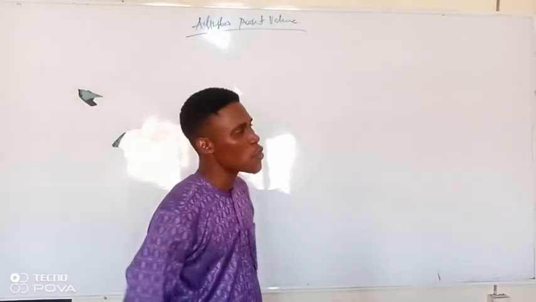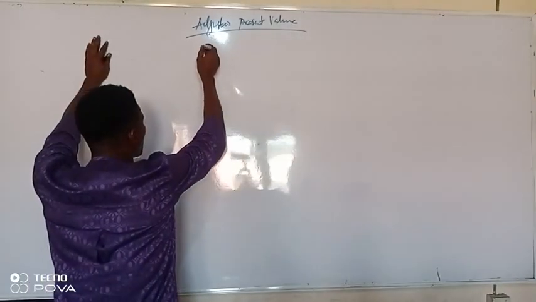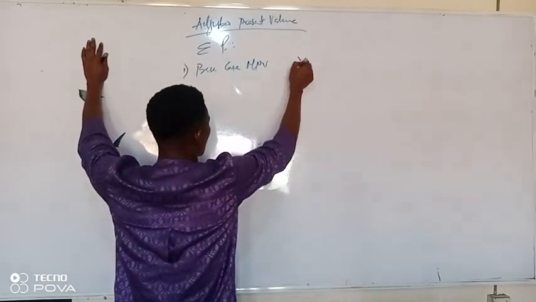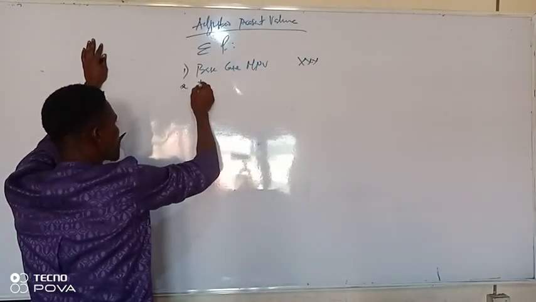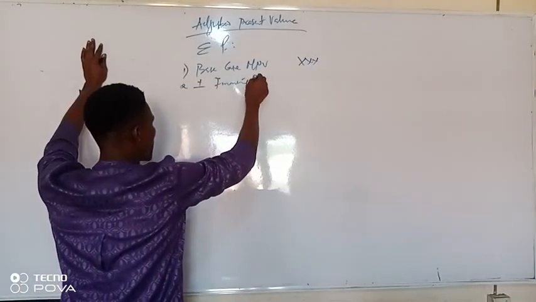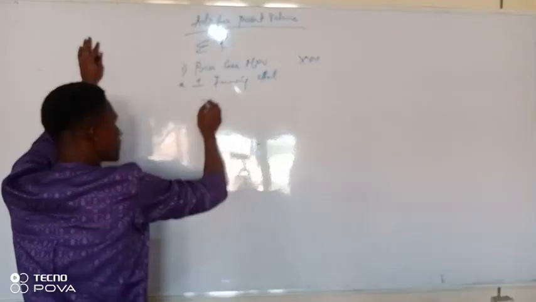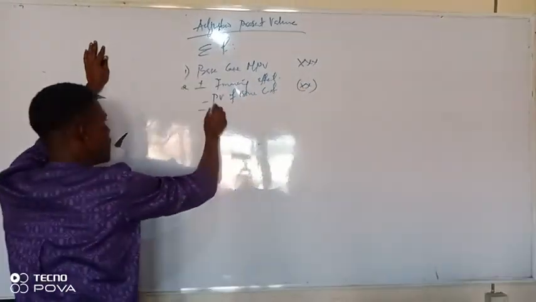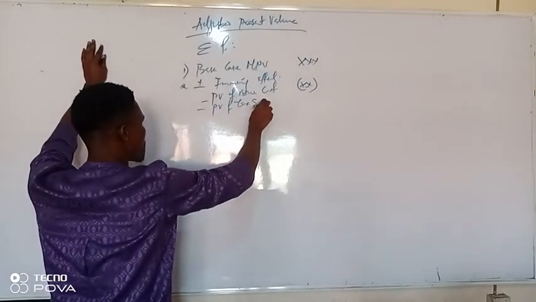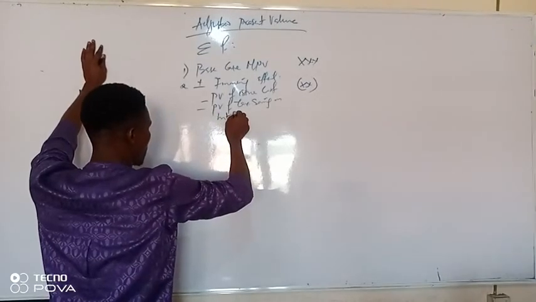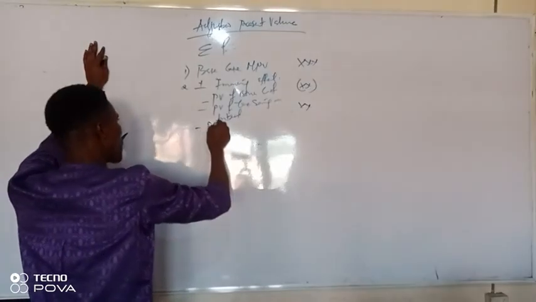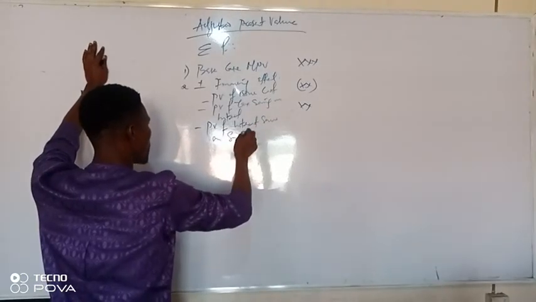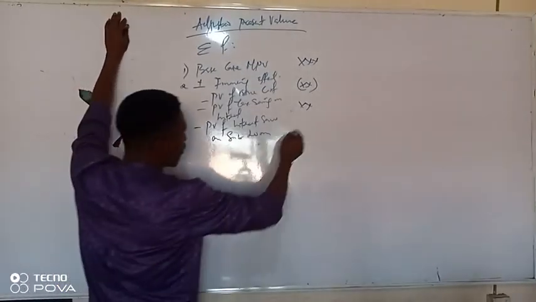And we said APV is a summation of elements. APV is a summation of, one, base case NPV, plus, number two, plus or minus the financing effects. And we said the financing effects are PV of issue cost, PV of tax savings on the interest, then PV of interest saved on subsidized loan.